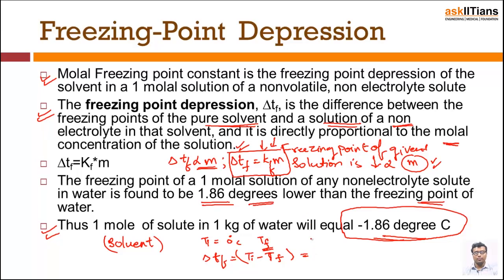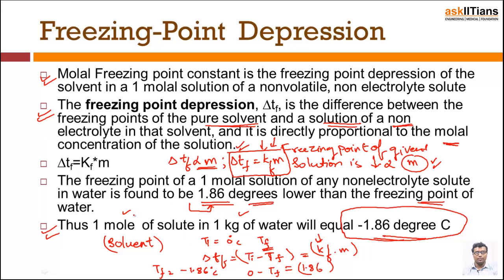This will be equal to Kf into molality. When you are considering 1 mole of solute in 1 kg of solvent, the molality is 1, and Kf is found to be 1.86. Kf is the experimental value. So this will be 1.86 into 1, and T initial will be 0 and Tf is the final freezing point. So Tf will now be minus 1.86 degrees centigrade.